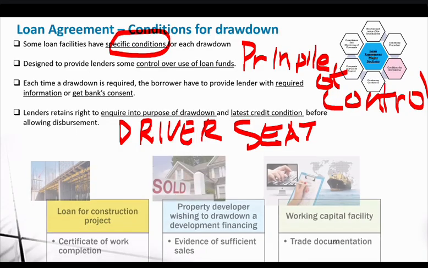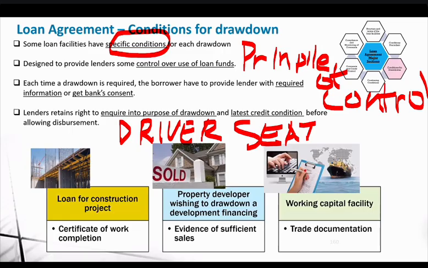And then these are the examples here. If I have a trade finance facility, you must give me trade documents. If I see top matching, I will reject. No drawdown allowed. If I'm, for example, financing a furniture factory and I see they give me documents to buy a Ferrari, I can reject, because I have the driver's seat. I can control. Okay? So it's specific to control, the principle of control.